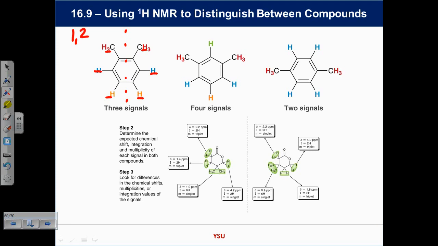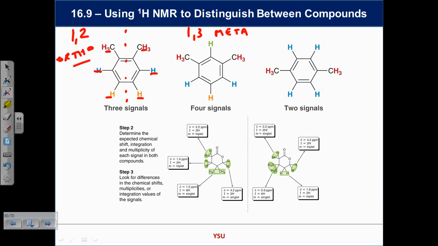A 1,2 substituted benzene is also referred to as ortho, O-R-T-H-O. It's coming up very quickly when we get back into the mechanism, so we might as well see it now. Ortho protons, 1,2. And if you move to the 1,3 pattern, you're going to talk about meta, M-E-T-A. That's a meta situation. Pharmaceutical chemistry is just full of benzene derivatives, so we need to be comfortable with this.